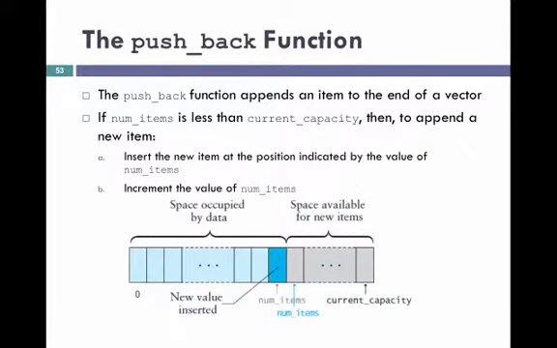The pushback function appends an item to the end of a vector. So if num items is less than the current capacity, then there's space to add the new item, represented by this dark blue. So we'll insert an item that's pointed to by num items, and then we increment num items to point to the next available space.